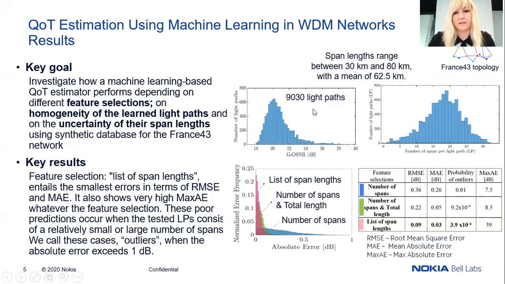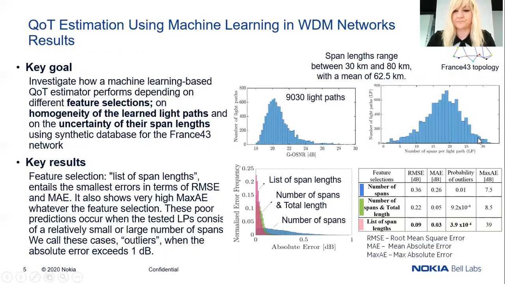What you see here is how our data set looks. We were considering the France topology. On the left graph, the blue one, we have the distribution of the 9,000 light paths in terms of GSNR. You can see that GSNR goes from 18 dB to 28 dB. Also, you can see on the right-hand side the distribution of light paths in terms of number of spans per light path. You can go from 1 span up to light paths that have up to 33 spans.